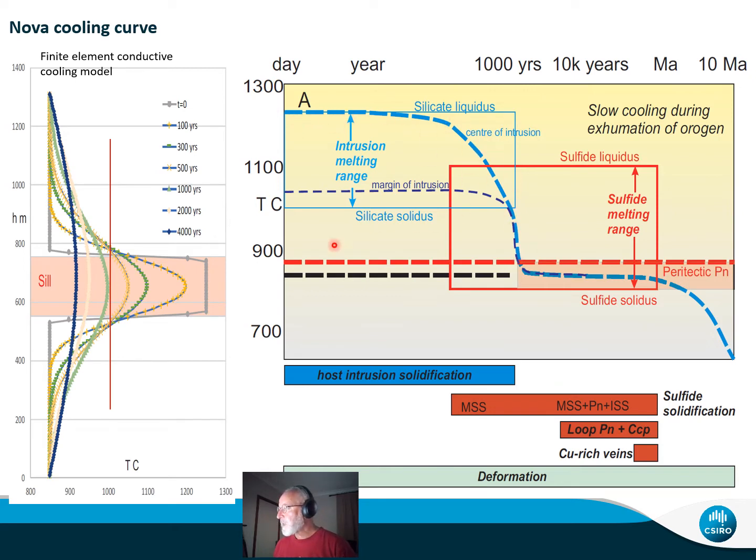This is the temperature in the center of the intrusion, which starts out probably about 1,200, 1,250 degrees. It takes about 1,000 years to get down to a temperature similar to the country rocks. But here's the thing: this red box shows you the range over which the sulfide solidifies. Remember, we talked about that a little while back. The sulfide actually solidifies over a melting range between about 1,100 and about 800 degrees, possibly a bit lower.